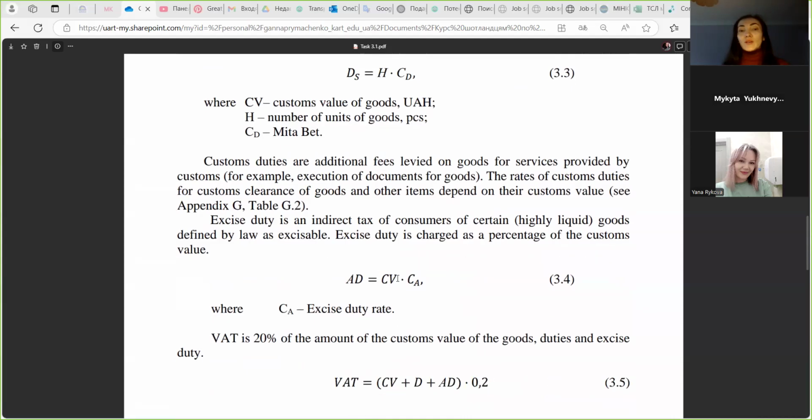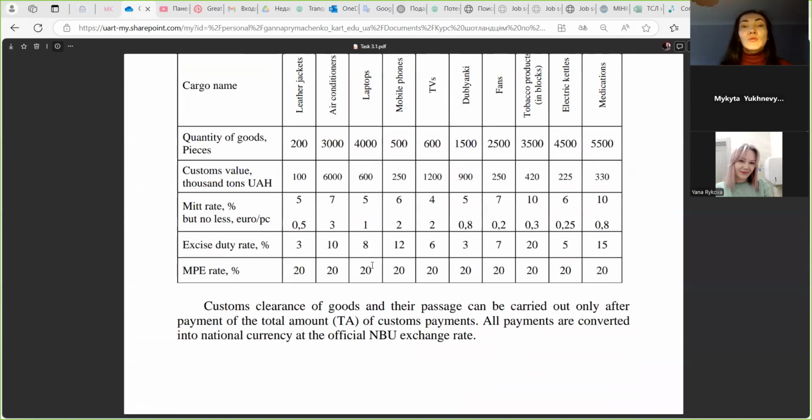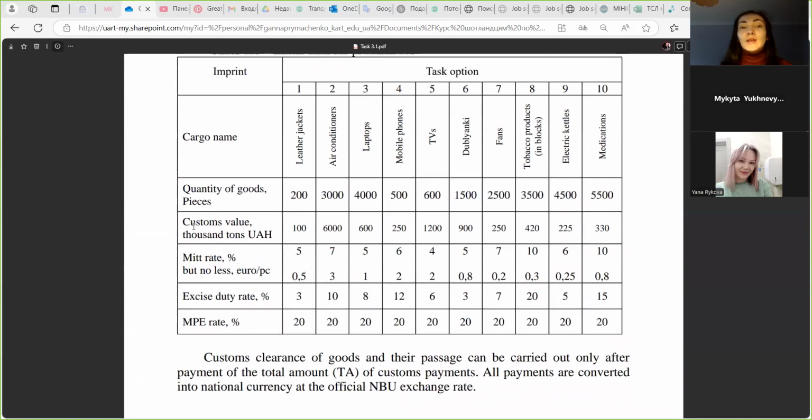I come back to our CV parameter in our table you could choose here. It is our customs value in 1,000 hryvnias, sorry, not in tons.